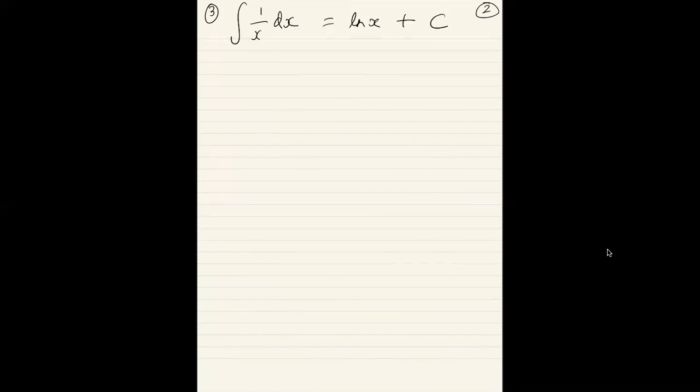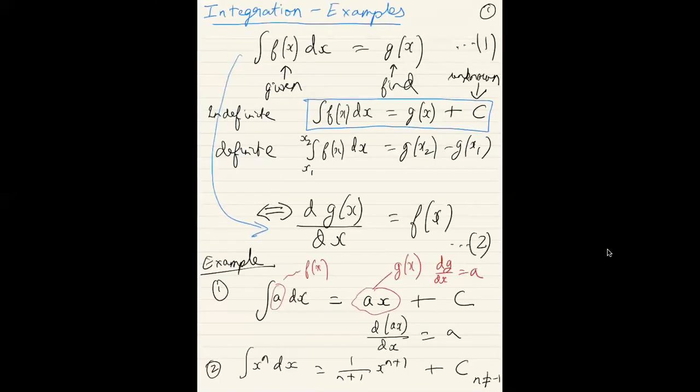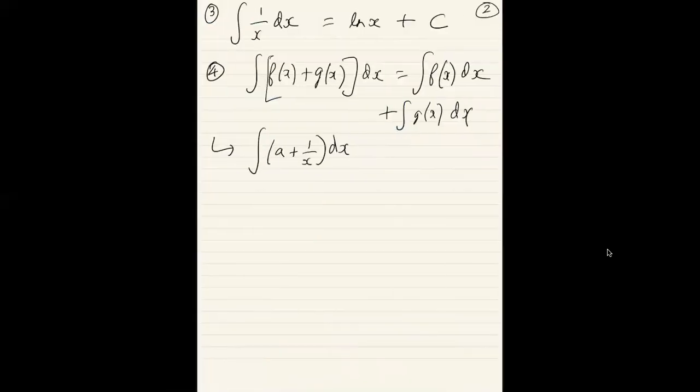Next, let's think about the integral of the sum of two functions, f of x plus g of x, dx. This will be equal to the sum of the integrals themselves. What does this mean in practice? It means, for example, if I asked you what is the integral of a plus 1 by x dx, we just saw the integral of a dx in example 1, and we saw the integral of 1 by x dx in example 3.